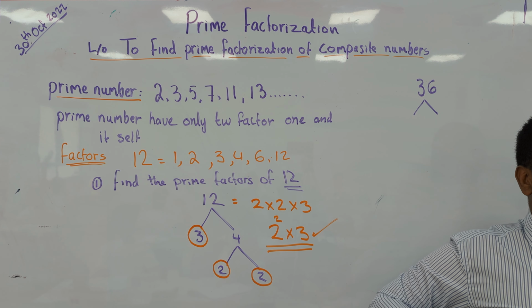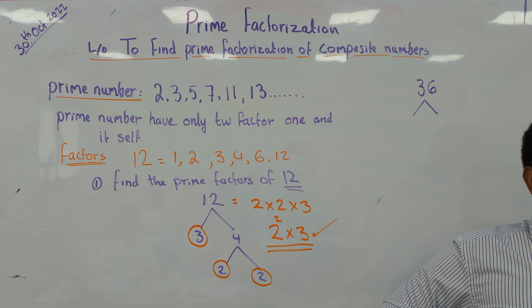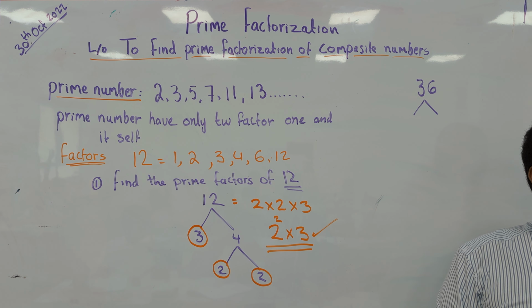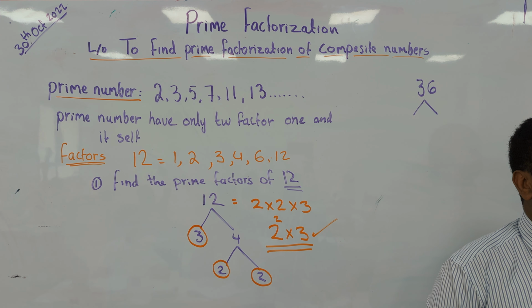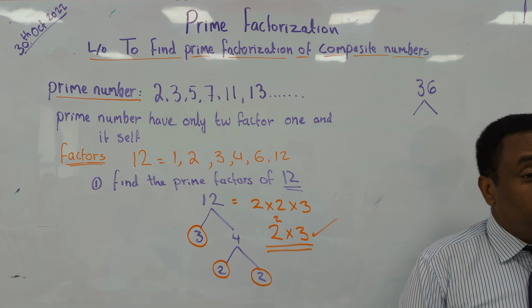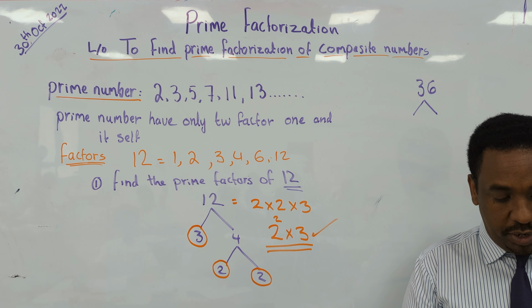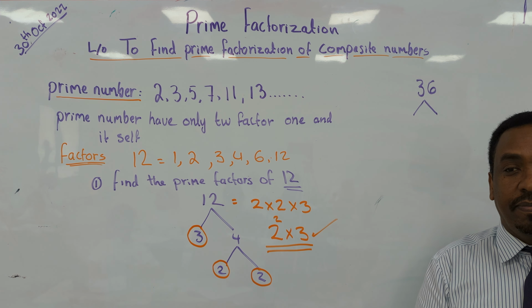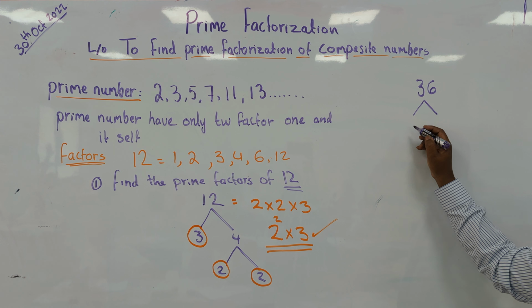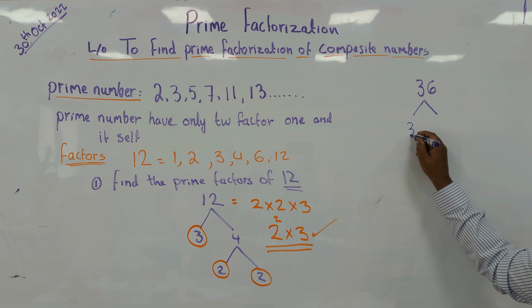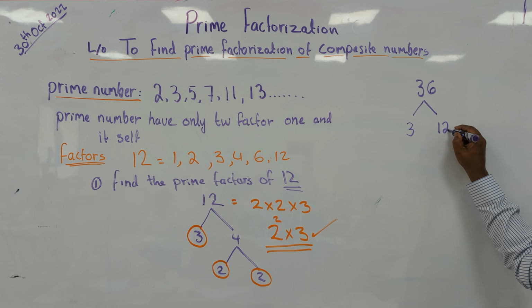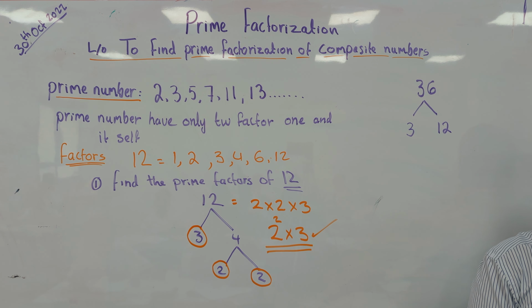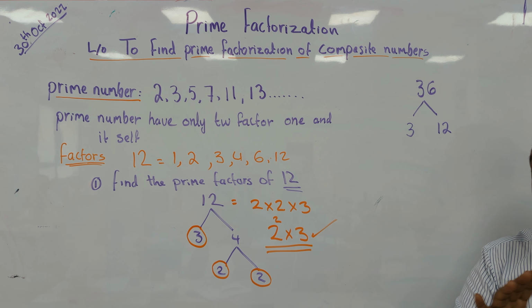9 times 4. Yes, Ali. 3 times 12. What is 3 times 12? 36. Okay, so let's choose that one. You can choose any number, but the final answer will be the same. So 3 times 12. Stop. Which one is the prime number? 3 is the prime number.